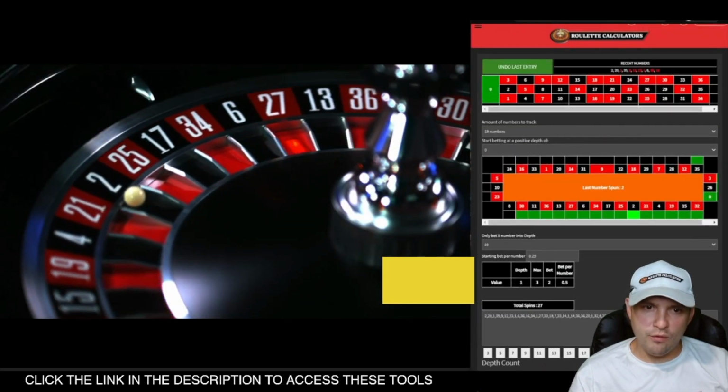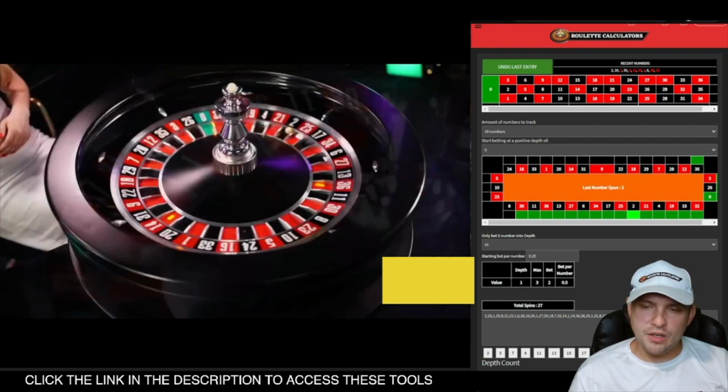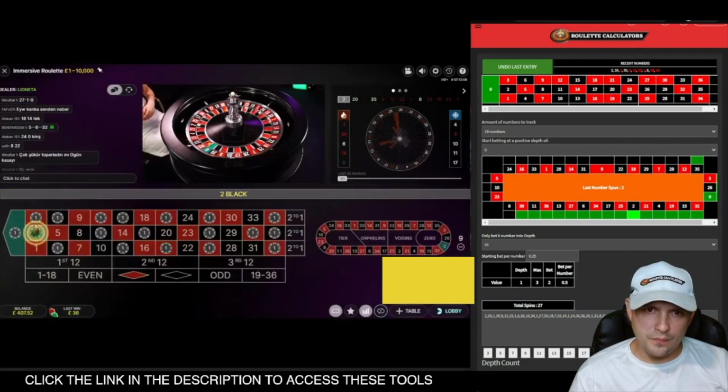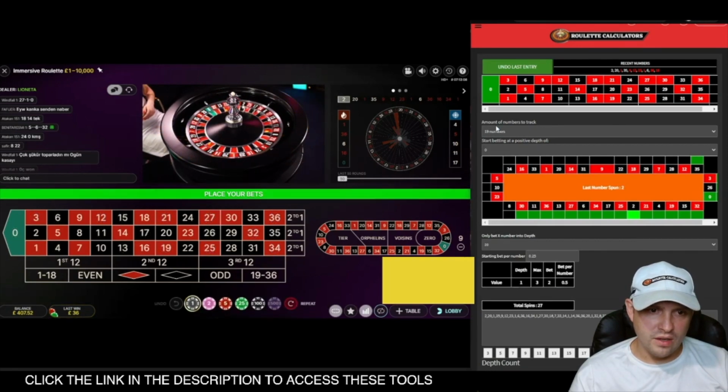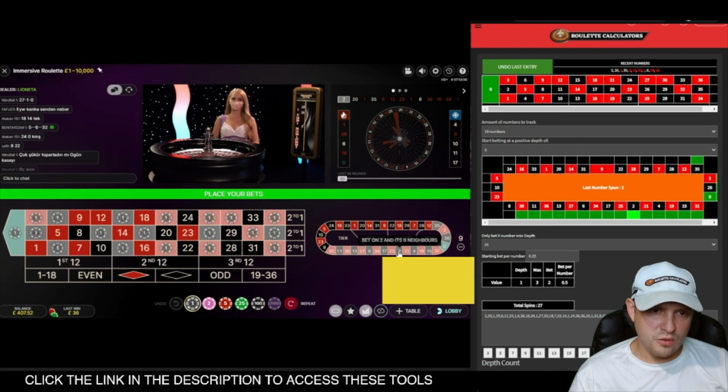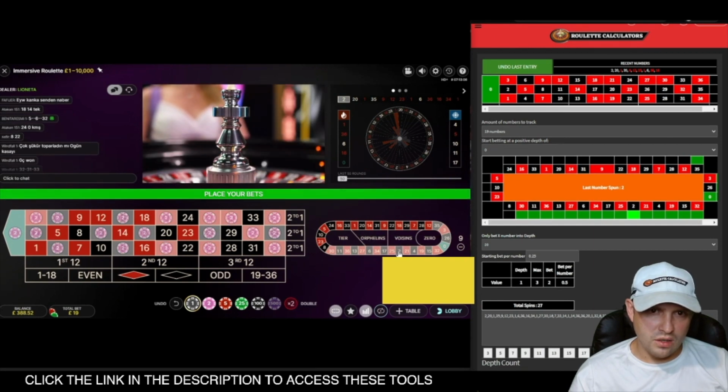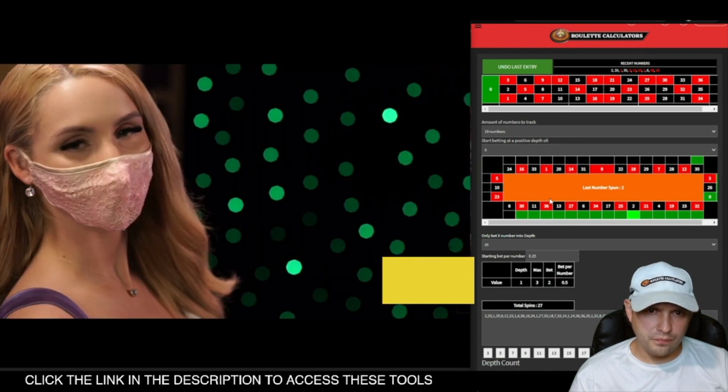So now it's on a depth of 1. So I'm guessing Sam's going to bet on the highlighted section now. So you can see there his balance is £407. So you know, he's almost made £100 already.